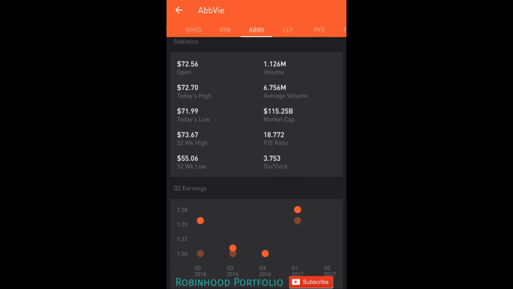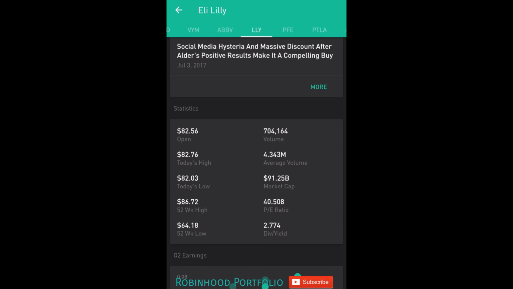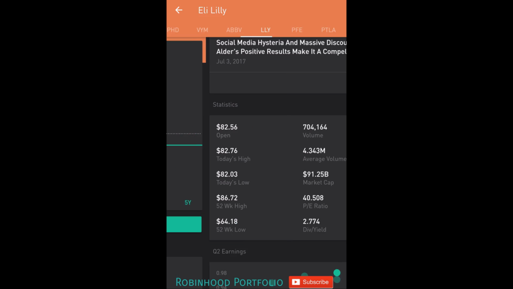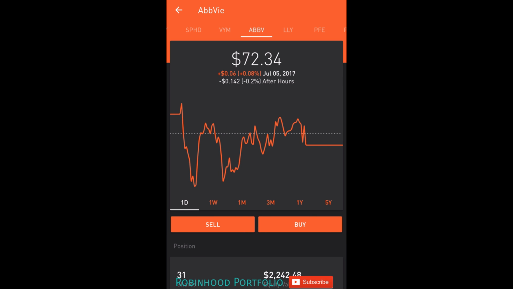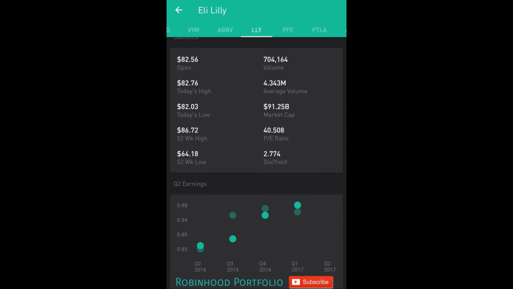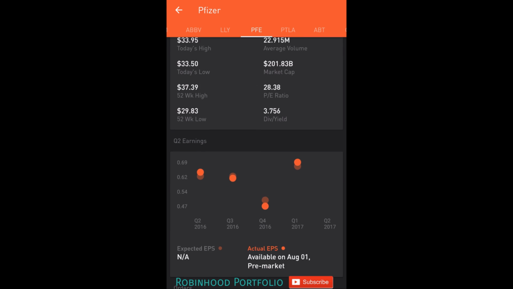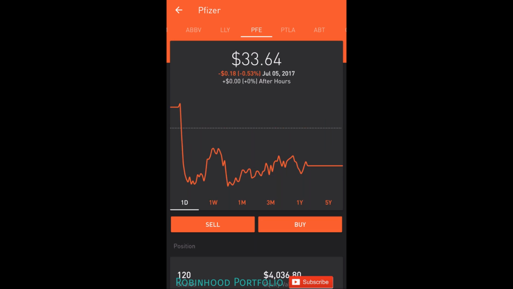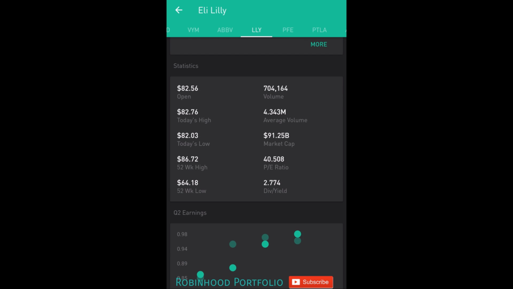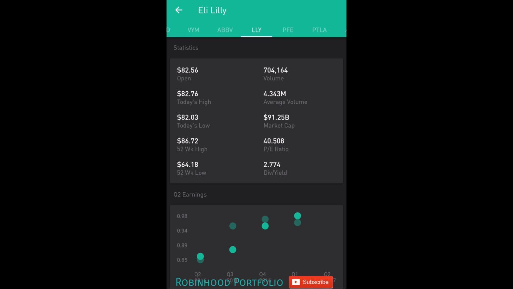ABV here, 18.77, Eli Lilly and Company, 40.50. So in terms of earnings, Eli Lilly and Company is a much more expensive stock than AbbVie Incorporated, if that makes sense. Not because of the share price here, but because of the PE ratio. That's really what's dictating if a stock is of value or is not of value. Pfizer, for example, its PE ratio is 28.38. So this is a much cheaper stock, again, regardless of what the stock is selling for, but per dollar of earnings, each investor is willing to pay a certain amount, and the more they're willing to pay, the more expensive the stock is.